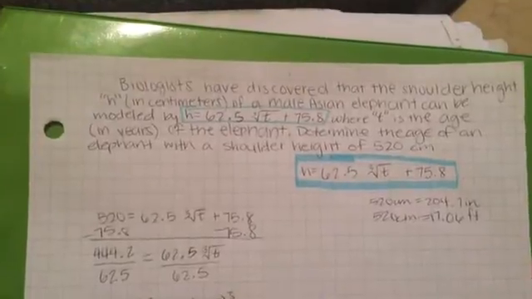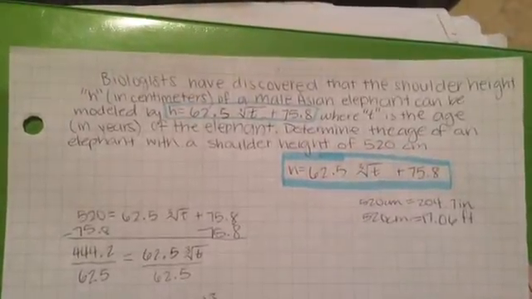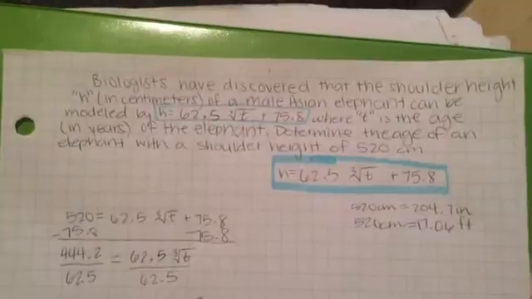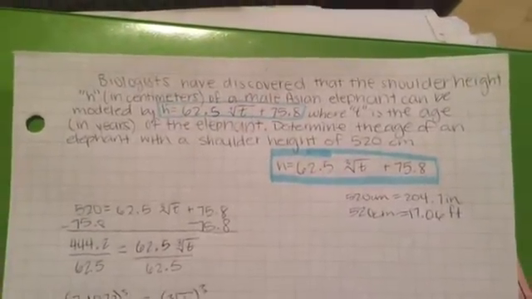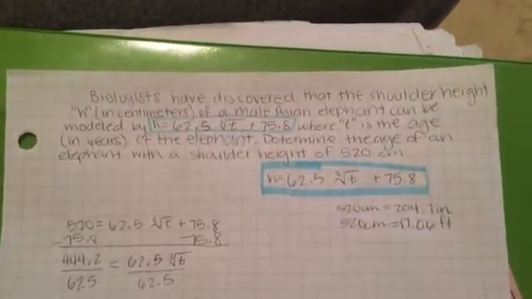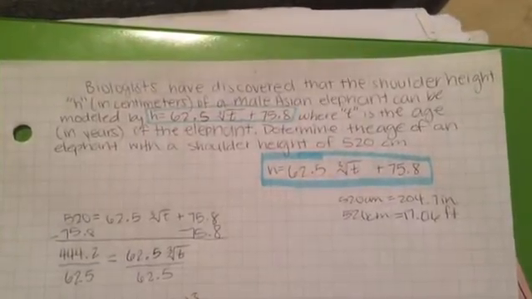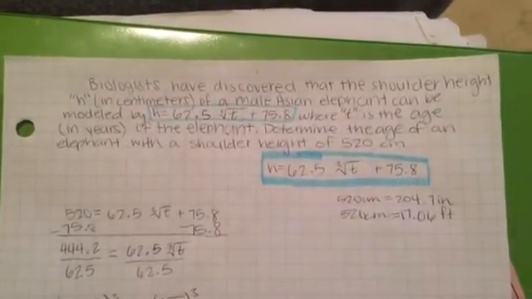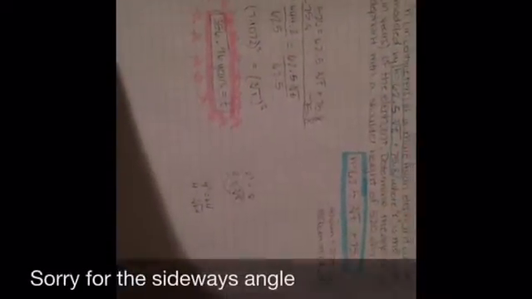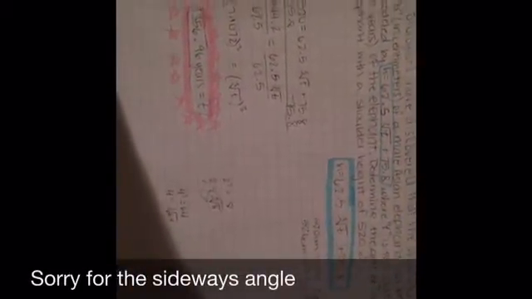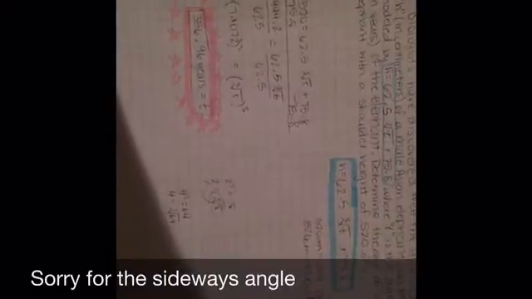Biologists have discovered that the shoulder height h in centimeters of a male Asian elephant can be modeled by h equals 62.5 cube root of t plus 75.8, where t is the age in years of the elephant. Determine the age of an elephant with a shoulder height of 520 centimeters. We're going to solve this problem. We use the equation h equals 62.5 cube root of t plus 75.8. Right here we converted 520 centimeters to 204.7 inches and 17.06 feet.